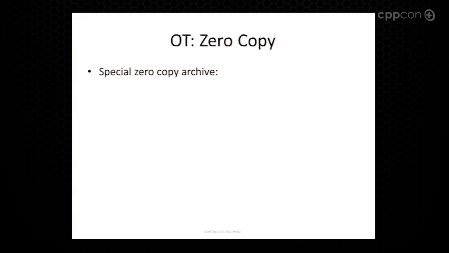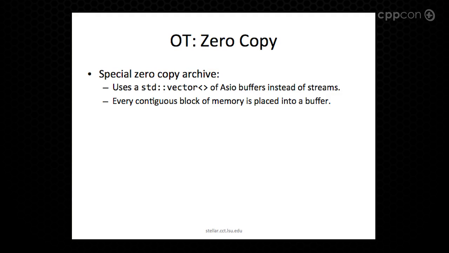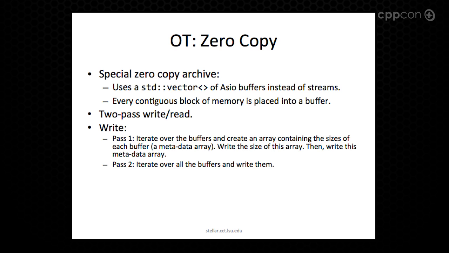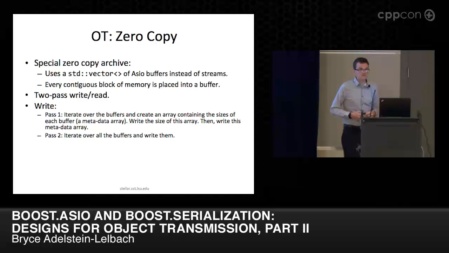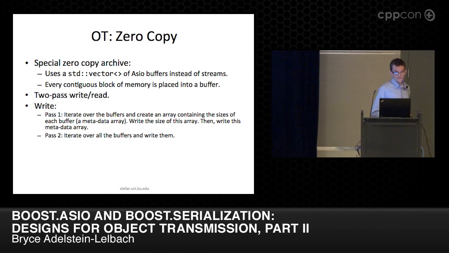My solution to this was to have this special zero-copy archive. It uses an std vector of Asio buffers instead of streams. And every contiguous block of memory is basically placed into a buffer. And we do a two-pass write and read. So on the write, pass 1, we iterate over all the buffers, and we create an array containing the sizes of each buffer, a sort of metadata array. Then we write the size of this array, and then we write this metadata array. Pass 2, we iterate over all the buffers, and we write them as just zero copy.